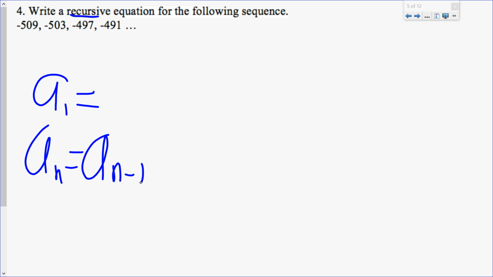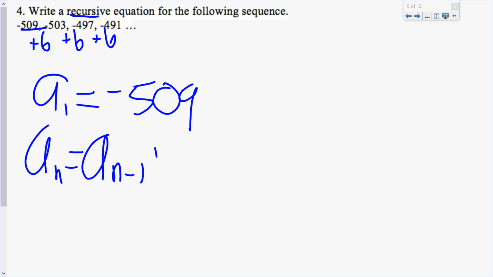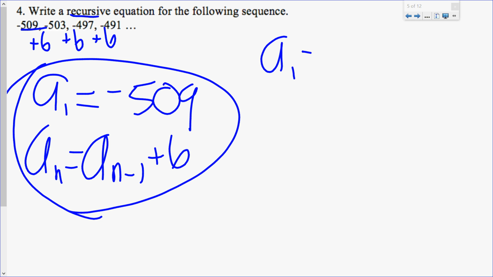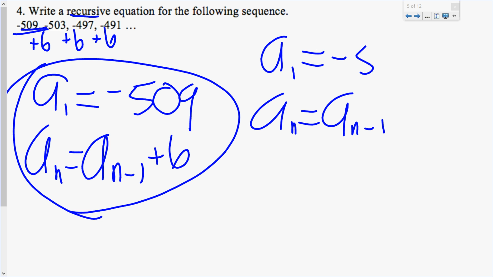All right, a1 is negative 509. What am I doing to the previous term? We learned how to do this in the last lesson. We can't do it mentally, but I am adding 6. So I'm taking the previous term and adding 6 to it, and that's my answer. So again, whenever you see recursive, you start by writing a1 equals, an equals an minus 1. Then you're just filling in whatever a1 is, and telling me what the pattern is. In this case, I'm adding 6 to the previous term.